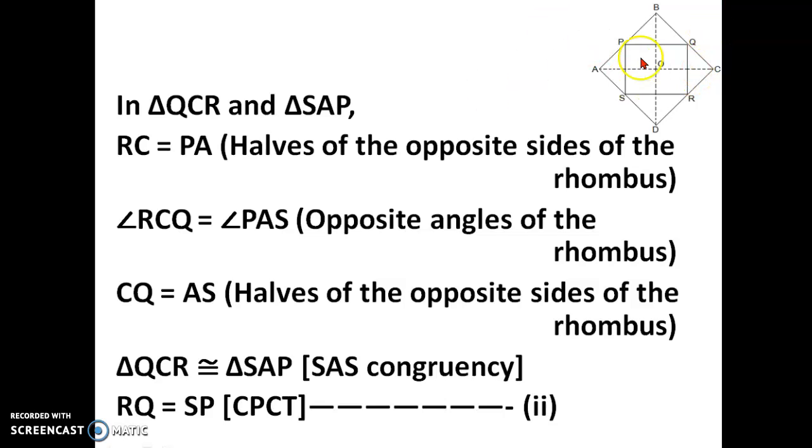Okay, so these two bases of these two triangles are also equal. Why? Because corresponding parts of congruent triangles are equal.